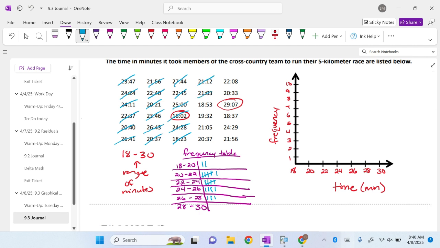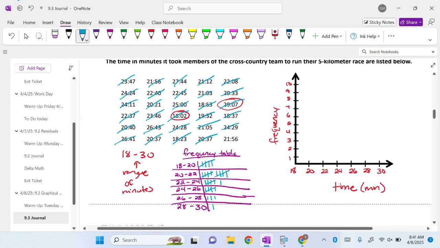2103, 20 to 22. 1853, 18 to 20. 1932, 18 to 20. 2021, 20 to 22. 2037, 20 to 22. 2208, 20 to 24. 2033, 20 to 22. 2907, 28 to 30. 1837, 18 to 20. 2429 is 24 to 26, and 2156 is 20 to 22.